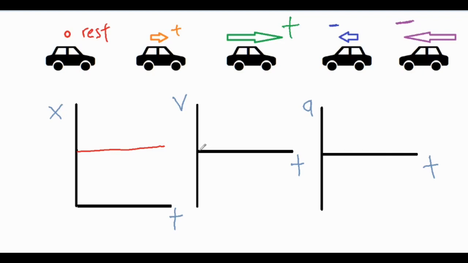If it's not moving, then its velocity is definitely right on 0 meters per second for the velocity time graph. And because there is absolutely no change in its velocity, the acceleration is also 0.